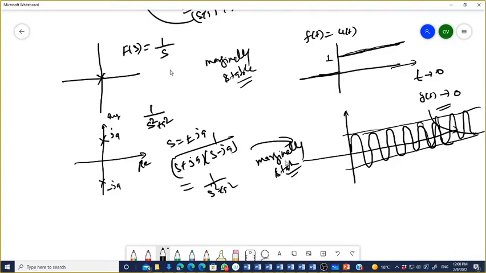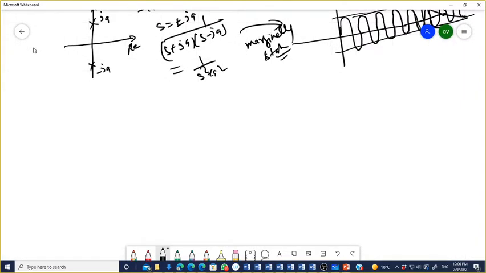Now, another case I am taking. Let's say we have a double pole at the origin. Then what will be the pole location? Please tell me. F(s) is equal to what? 1 upon s square. Yes, 1 upon s square.